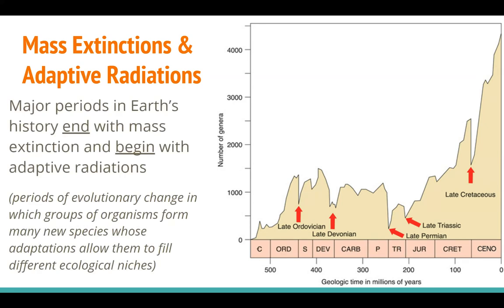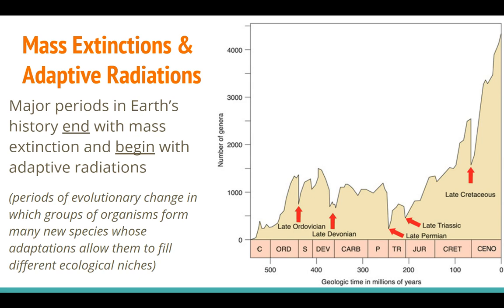This graph shows the number of, not species, but of genera, which is the plural word of genus, which, remember, is the level of organization above a species. So it's a way to measure how many different types of species there were on the planet at any given time, of course, based on what we know from the fossil record. And you can see at the end of each major period in Earth's history, there are all these names, the Devonian, the Ordovician, and the Permian, all those different periods of Earth's history.